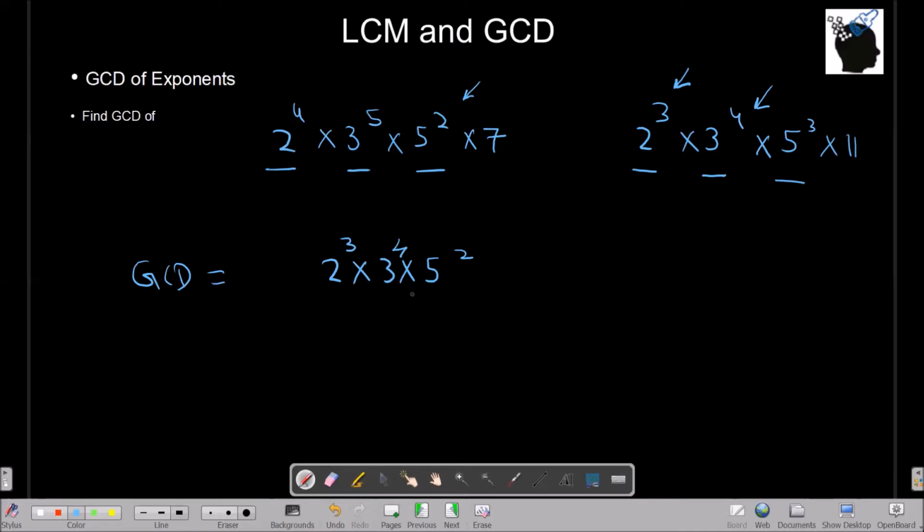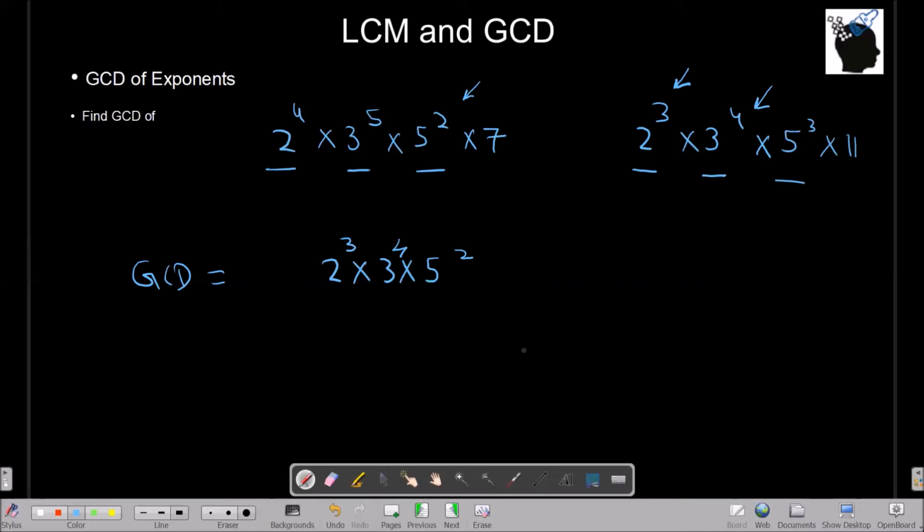So to summarize, if you have to find GCD of two exponents, first of all, you need to write the prime numbers which are common in both of them, then raise the prime numbers to the lowest power in both of those exponents. So that's how you're going to find GCD of two exponents.